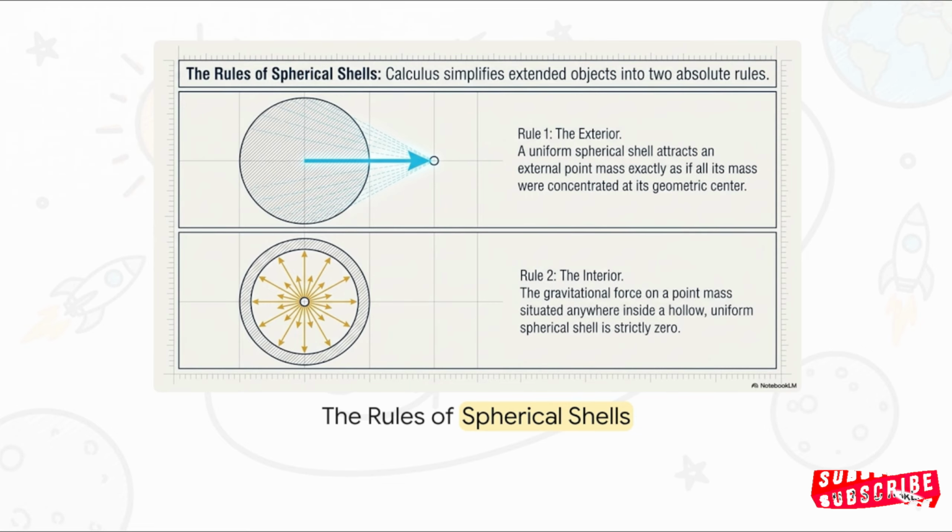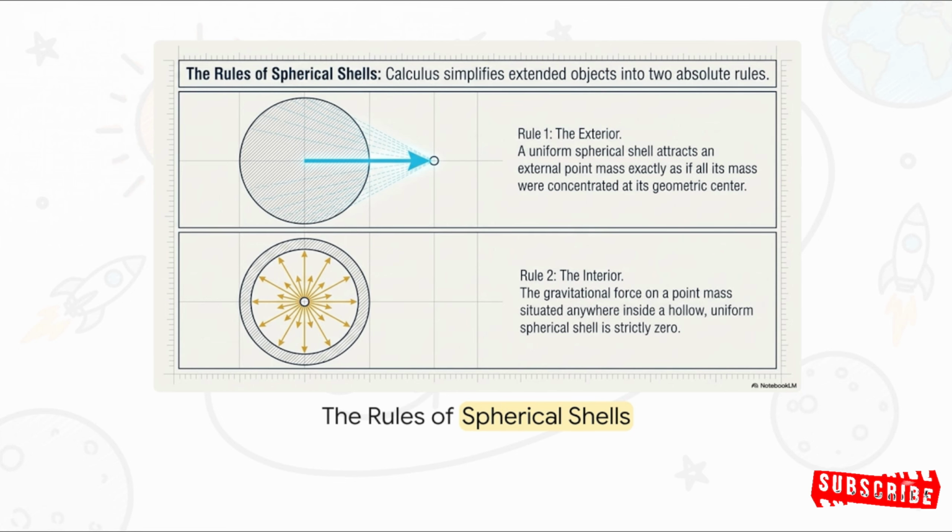Rule 1, the exterior. If you're outside a uniform shell, gravity acts exactly as if all of its mass were concentrated right at a single point in its geometric center. But rule 2, the interior. The gravitational force on a point mass situated anywhere inside a hollow, uniform spherical shell is strictly 0. All those pulls from all the different sides perfectly cancel each other out.